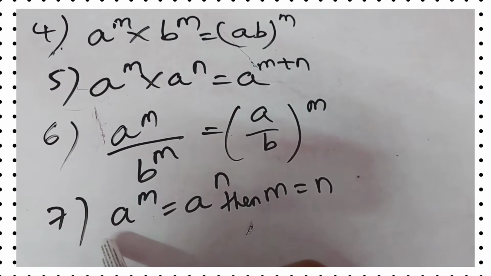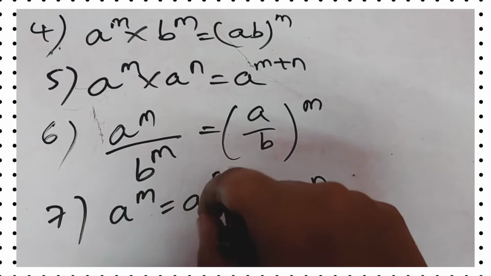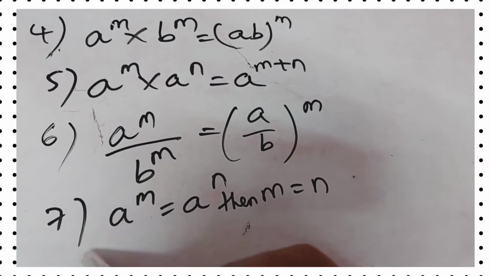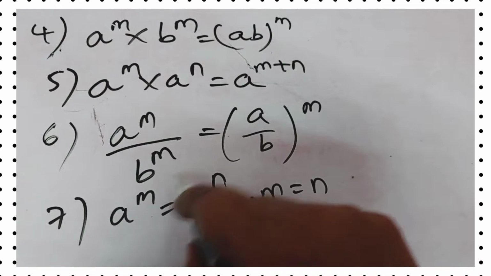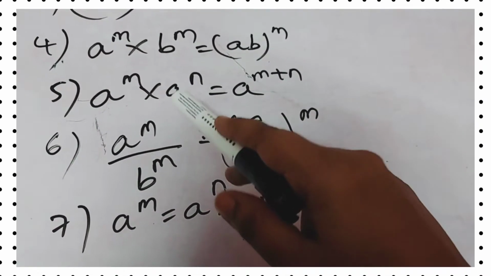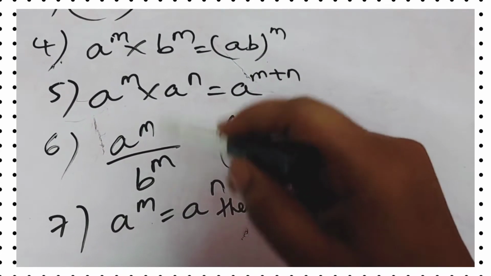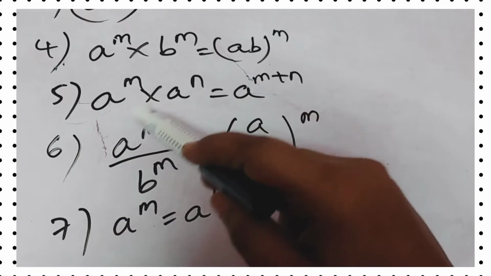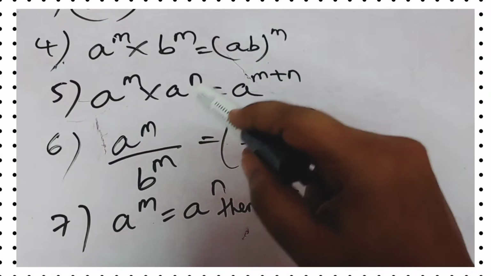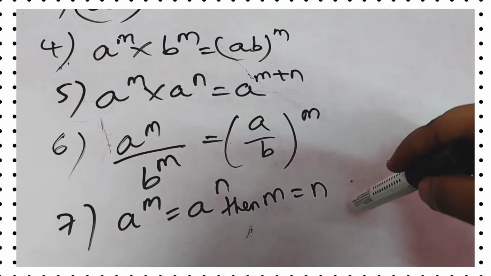Now, a to the power of m is equal to a to the power of n. It is m is equal to n. Here these a get cancelled, so m is equal to n. If into is there, if product is there, you add the exponents, m plus n. There you have to write m is equal to n.